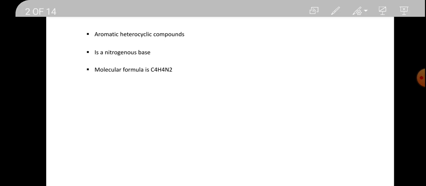They form nucleosides or nucleotides depending upon how many phosphate groups are attached to them through the deoxyribose or ribose sugar. Now, there are 3 types of nitrogen bases or pyrimidines in this case. These are uracil, thymine, and cytosine.